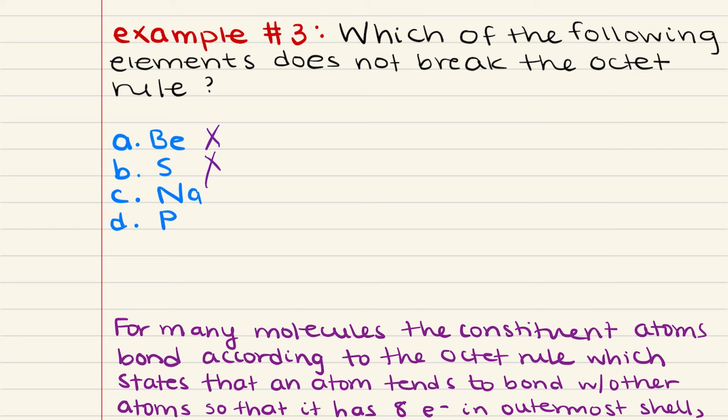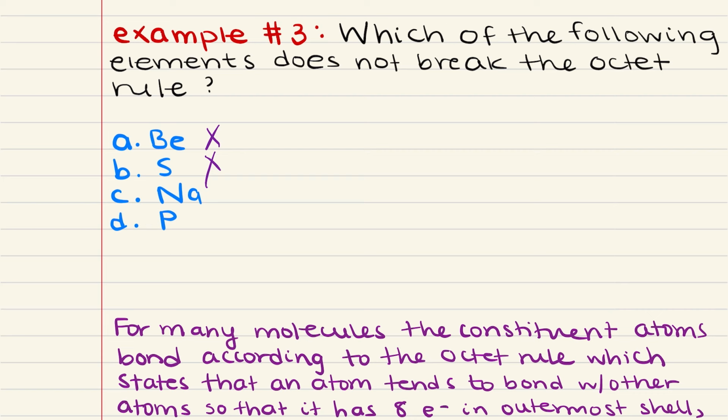Next up, we have sodium. Sodium is an alkali metal with an atomic number of 11, giving it 1 valence electron. In a lot of chemical reactions, sodium tends to lose this electron to form the sodium plus ion, achieving a noble gas electron configuration with 8 electrons in its outer shell. Now, since sodium achieves an octet by losing its valence electron, sodium is one of those atoms that does not break the octet rule. So this is good. This is what this problem is asking for.